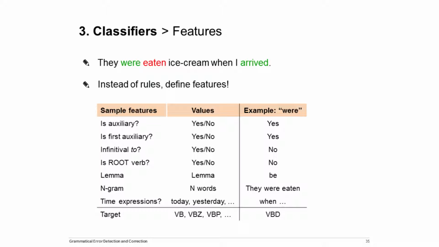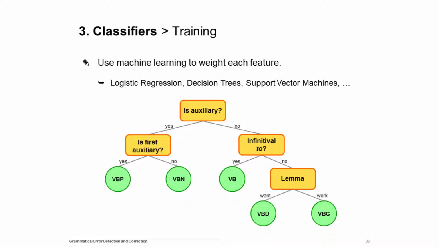So in this case, I filled it in for were. These would be the values you would get if you filled in the answers as opposed to the questions. And the goal would be, given this yes, yes, no, no, be, etc., predict VBD. And you do that with machine learning.